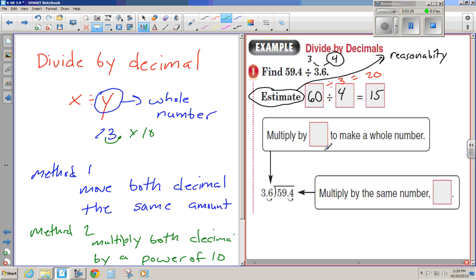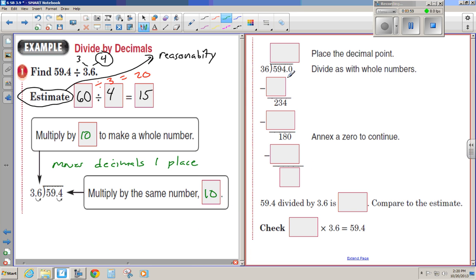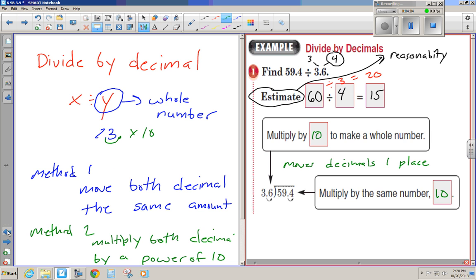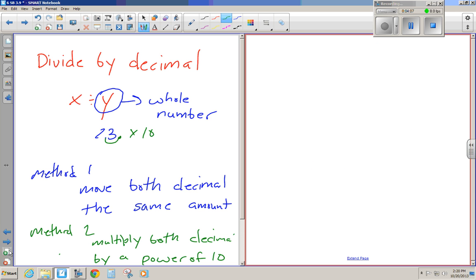So let's look at this example. It says to multiply by blank to make a whole number. I'm going to say multiply by 10. All right, multiplying by 10 moves the decimals one place. So then this, multiply by the same number. So multiply by 10. It moves the decimal by the same place. All right, so place the decimal point. Once you've set up the problem, all right, and let me do a couple more here.